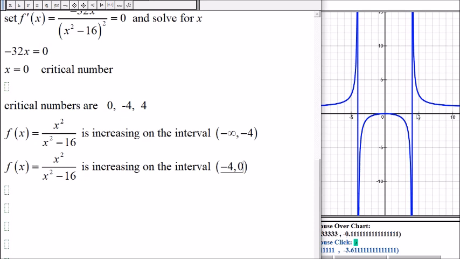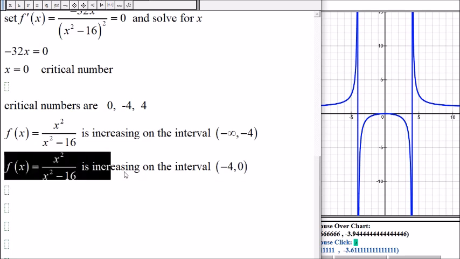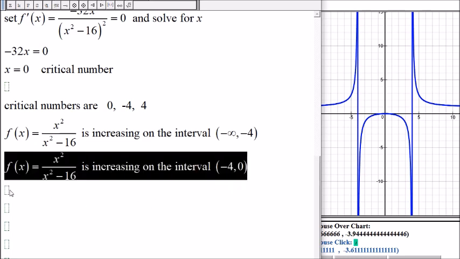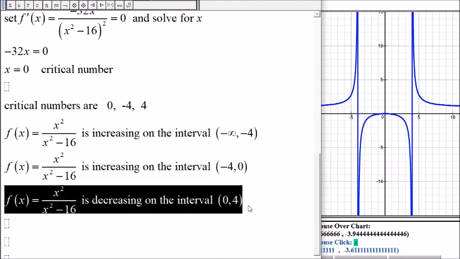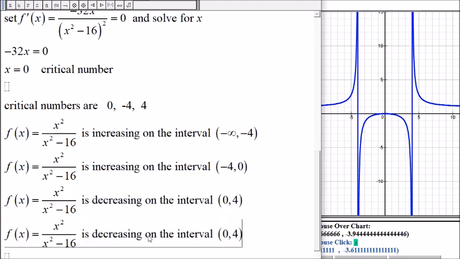And then from 0 to 4, the graph is going down. And then from 4 to the right side, the graph is going down. So that's why it's decreasing. So it's decreasing on the interval from 0 to 4. It is also decreasing from 4 to the right side, which is infinity.